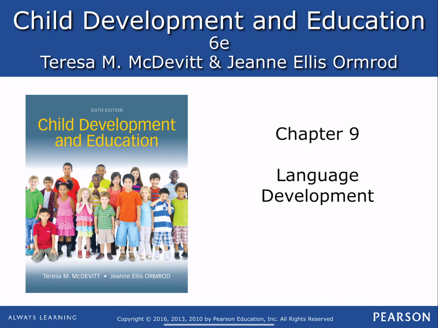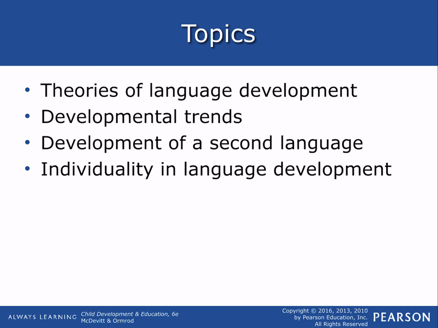Let's talk about Chapter 9, language development. So, thinking about what I said in the previous chapters about how important cognitive development is, and within that, how important language is, we're going to take a much closer look in this chapter at why and how we develop language, because it is the pivotal point with regard to the ability to use symbolic thought. So we'll talk about development, we'll talk about primary and secondary languages, and then individuality in language development, okay?